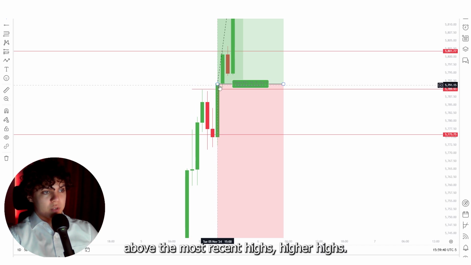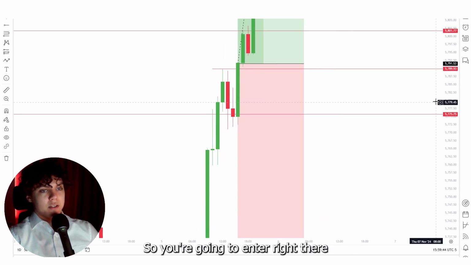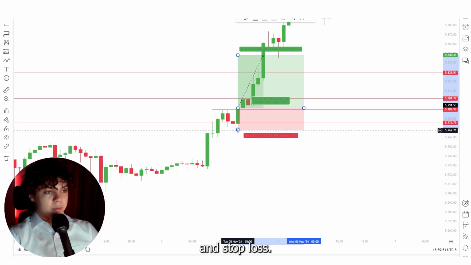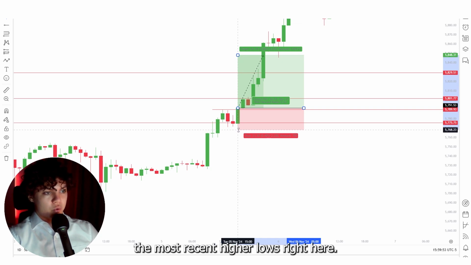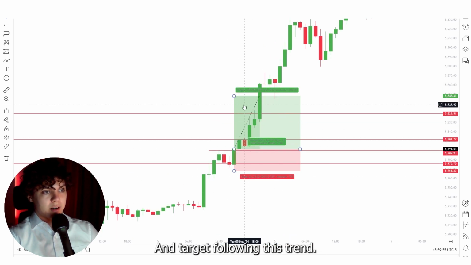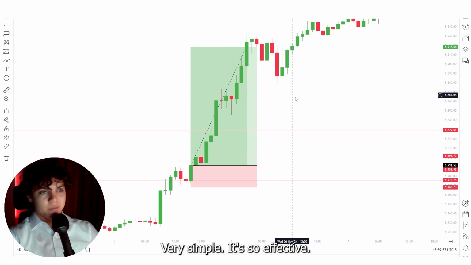The up candle closes above the most recent highs, higher highs, and this is our new higher high. So you're going to enter right there, and you'll put your stop loss below the most recent higher low right here, and you can target, follow this trend. Very simple yet so effective.